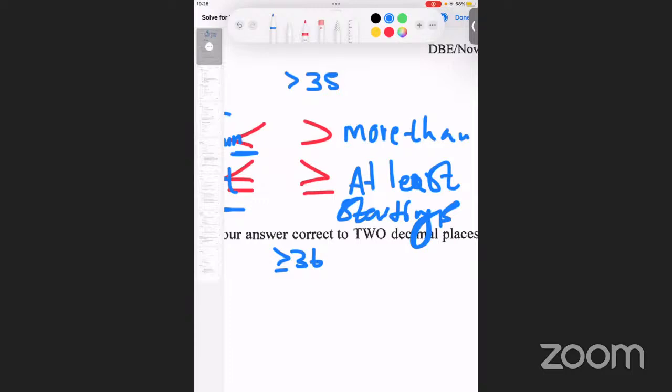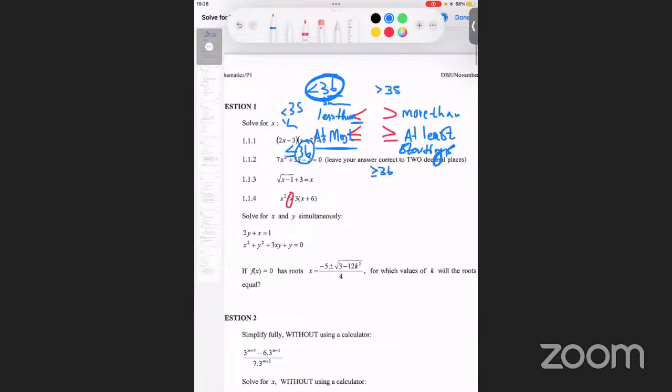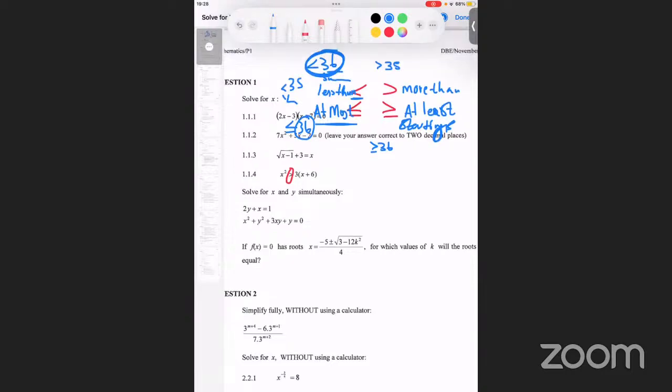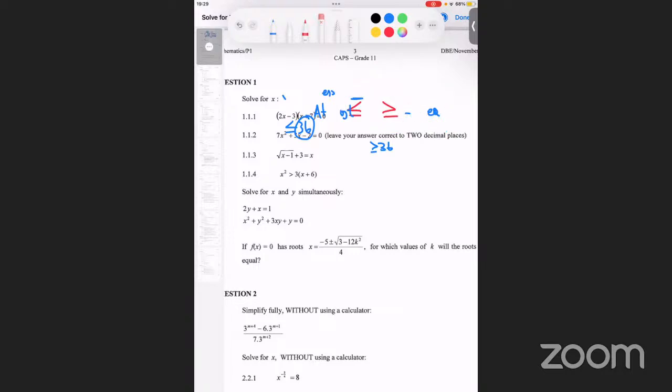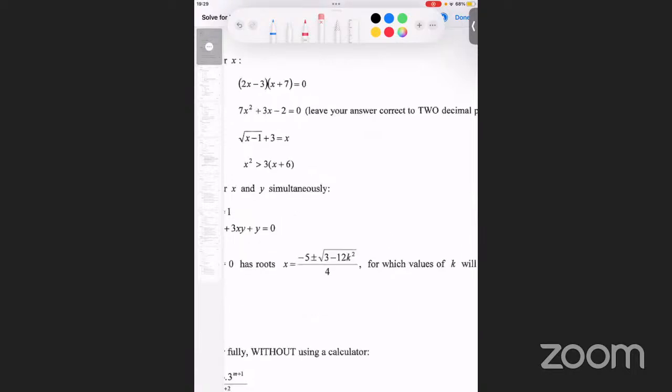I just wanted to give you guys a background as to what these signs could mean in simple English. Now, coming to mathematics, you don't necessarily need to worry about what each sign means in simple English. You just need to be aware of what happens when.